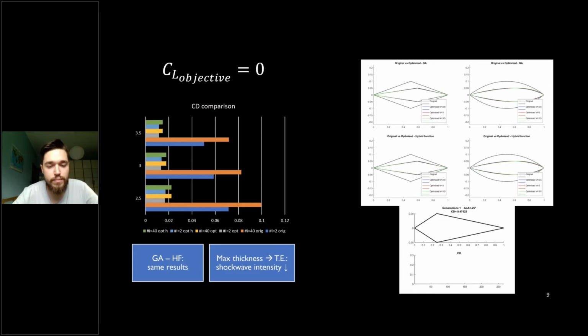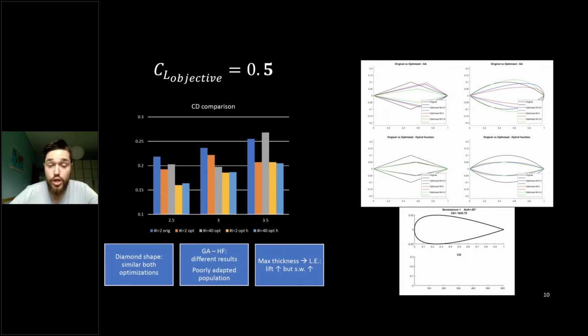The improvements can be seen in the drag coefficient values. The higher the Mach number, the better the results. This is the zero lift coefficient scenario. The maximum thickness point moves toward the trailing edge to reduce the leading edge angle and the consequent shock intensity. In the 0.5 one, the genetic algorithm and hybrid function results differ because the population did not evolve correctly.